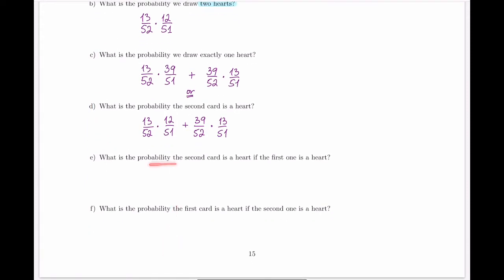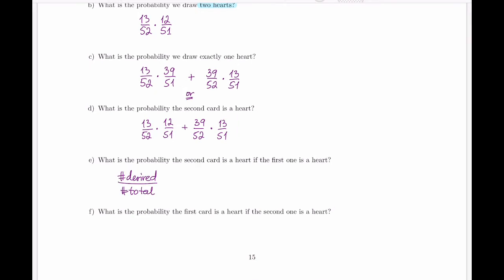What is the probability the second card is a heart if the first one is a heart? So I am given additional information here about the first card. This question only asked how often does it happen that the second card is a heart? This one asks the same thing, but with the additional restriction that the first one is also a heart. This is where we are going to get to generalize our formula of the desired outcome versus total outcomes. I'm going to think a little bit.